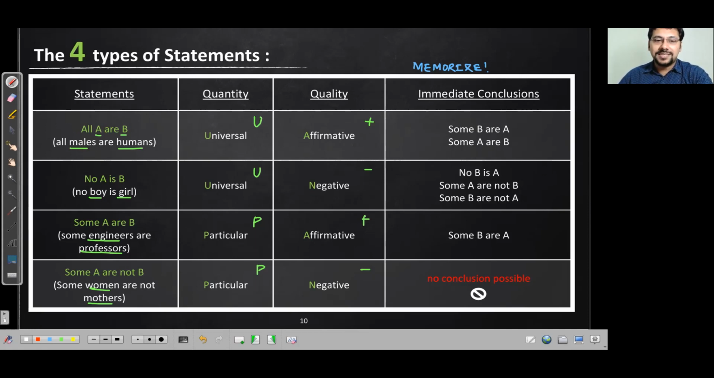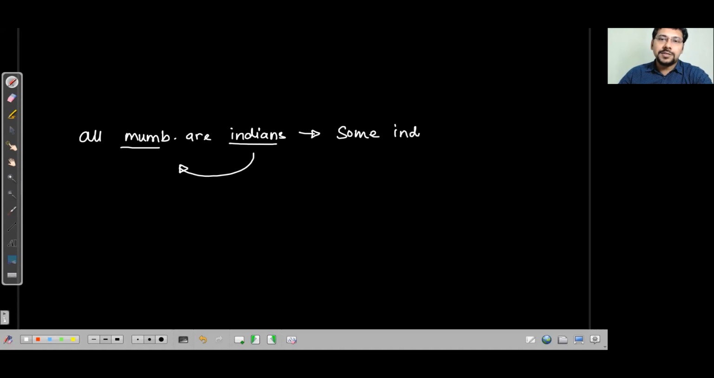If you're not able to process this, let me give you another example. If I say all Mumbaikars are Indians, I'm sure from this we cannot decipher that all Indians are Mumbaikars, but I can still say that some of the Indians are Mumbaikars, because there can be people from any other state who are Indian as well. So we just remember that one fact, that from all A are B, we can definitely infer some B are A.